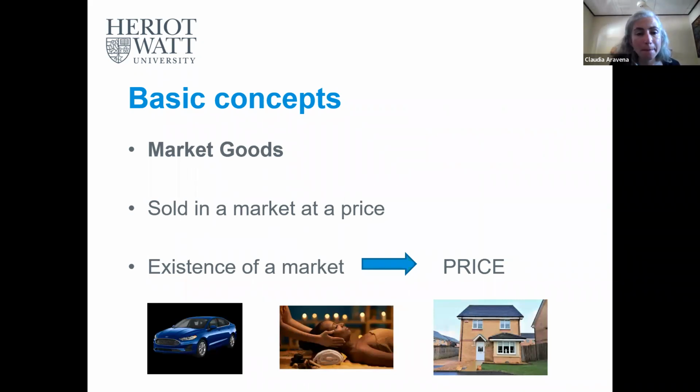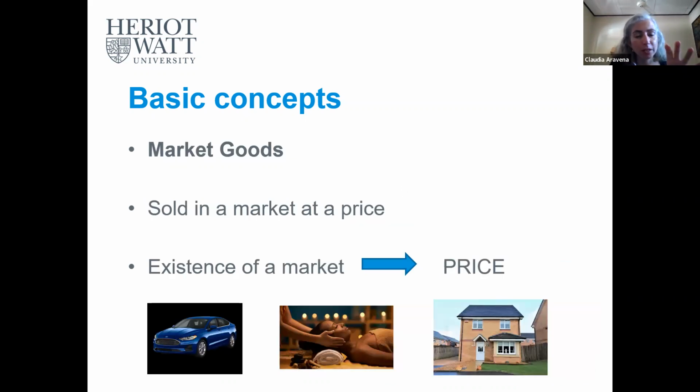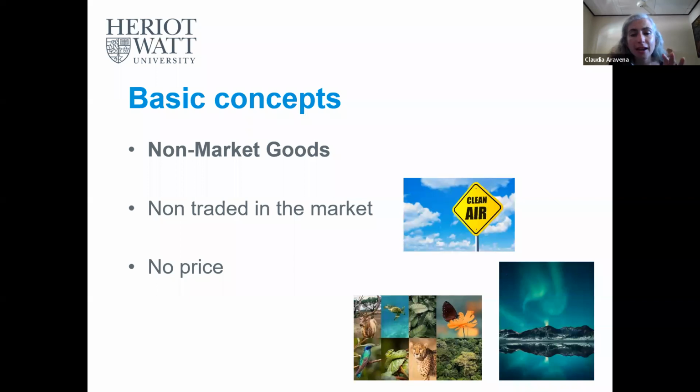So for market goods, things are easy. These goods are sold in the market and they have a market price. There exists a clear market, and it's easy to know the price. You buy a house, you get a service, you buy a car, and you get a clear price for that. For non-market goods, these are goods that are not traded in the market. Therefore, they have no specific price.